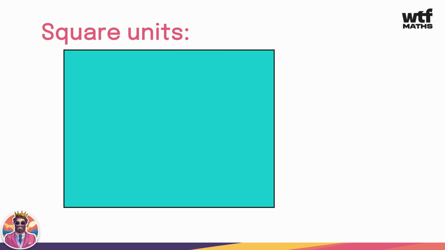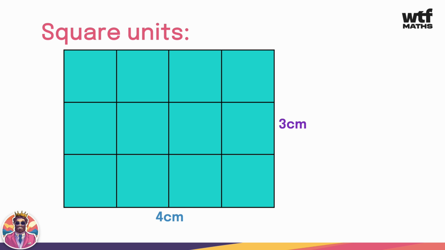But what is a square unit? What do you mean by square units? So let's look at an example. Let's say we have a rectangle and it's 4 centimeters across at the bottom and 3 centimeters high. If you got a ruler and you measured all the 4 centimeters across and the 3 centimeters high, you could make a grid like this.